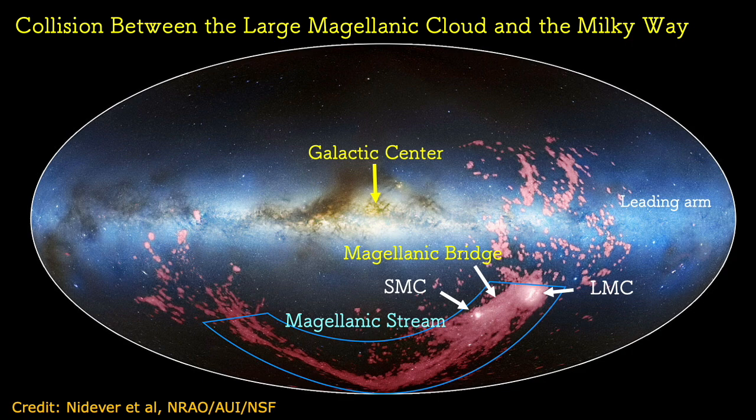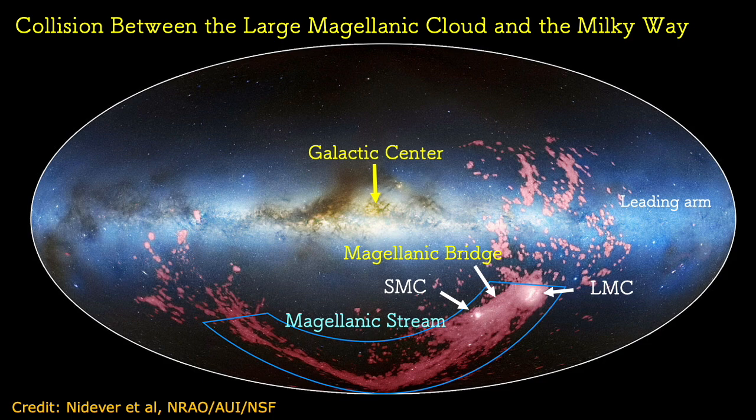Particularly noteworthy is the Magellanic Stream, a gas flow that extends about 200 degrees across the sky, containing a mixture of different types of gas. This gas flow is thought to have been stripped away from the Large and Small Magellanic Clouds.